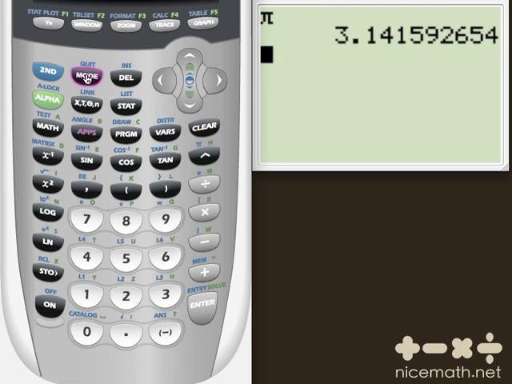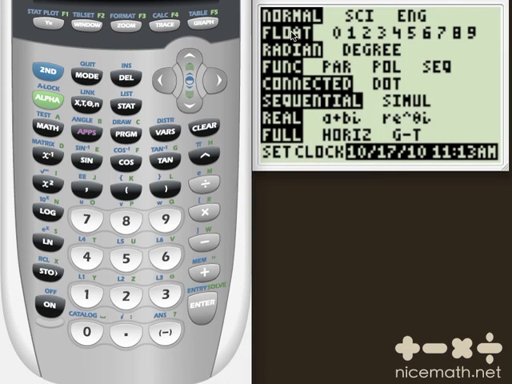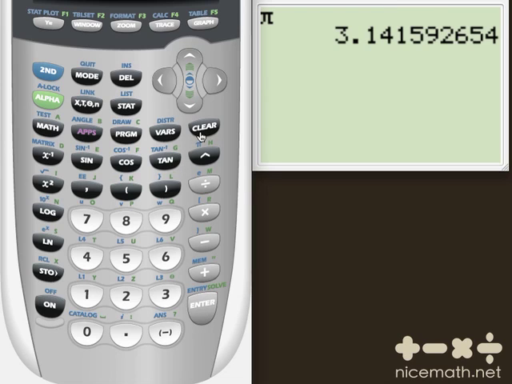But now we're going to change the float. So we go to mode, which is right here. I just click that. And the float is the second one down. And let's say we want to go to 3 decimal places. Let's do that. So we have 3, we hit enter to select it, and we go back to the home screen. And let's do pi again. And so it's only going to give us 3 decimal places. Notice that it does round for us.